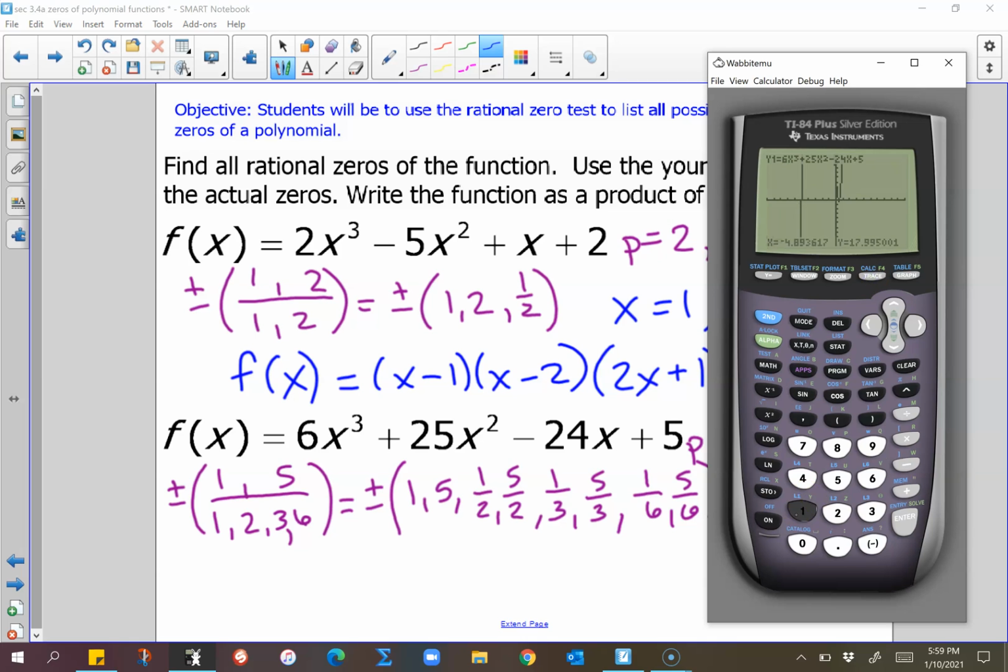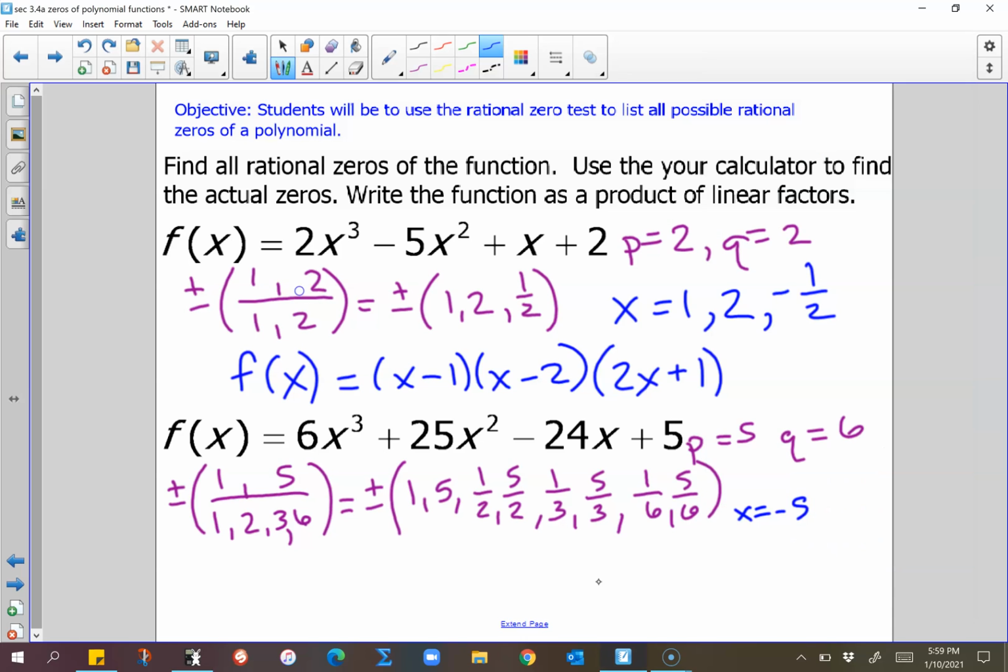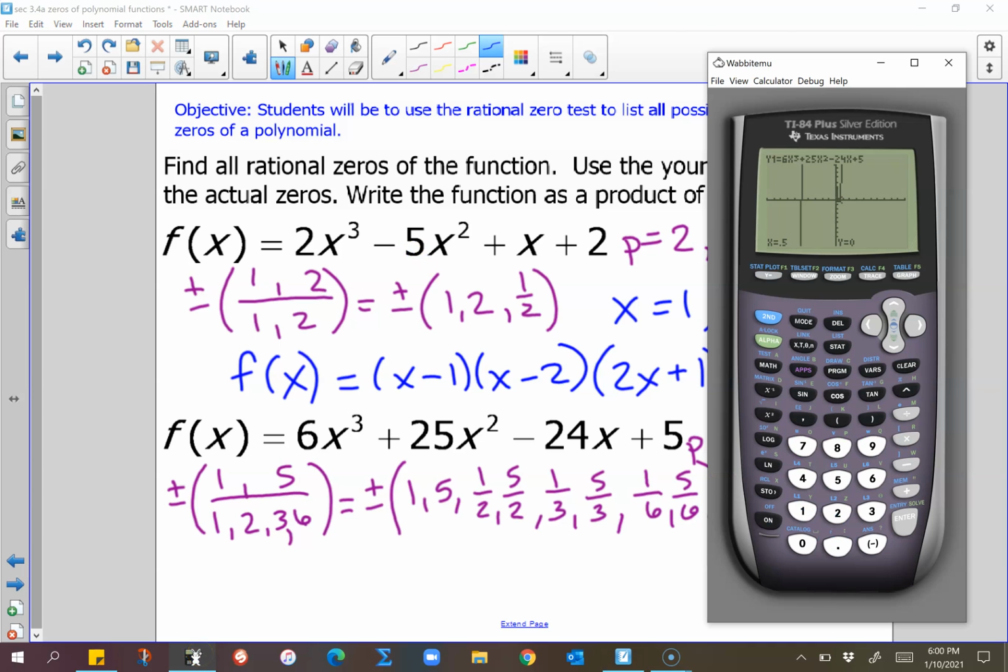So I'm going to hit trace and I'm going to hit 1/2. And that's a 0 because I got 0. So let's go ahead and write that one down. And then let's try another one. It's probably not 5/2, that's bigger than 1. We can try a 1/3. And that is my other one.